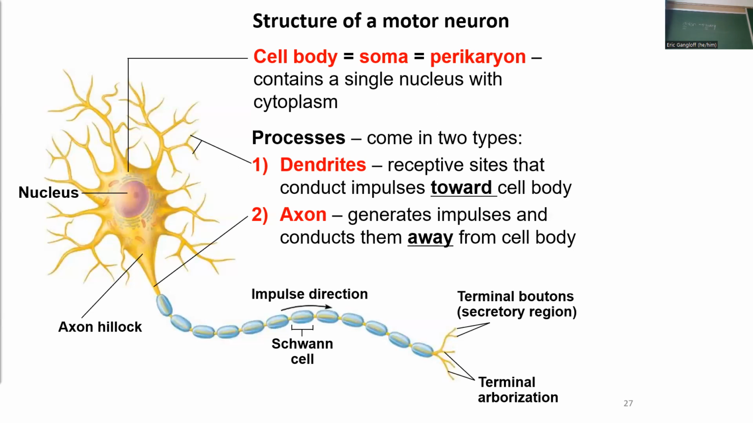And actually, let me back up. The terminal arborization. Arborization comes from the word for tree, like Arbor Day is tree day, right? You have these branches that come out at the end of the axon. So the information is transmitted down this axon, and then it splits off into these different, smaller processes called terminal arborizations, which each end in a structure called a terminal bouton.